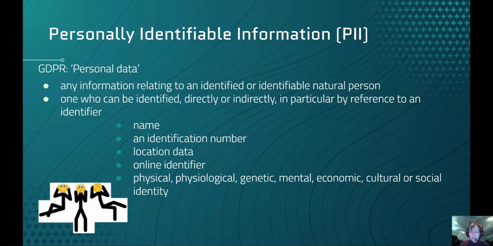A common current definition of personally identifiable information, or PII: personal data means any information relating to an identifiable natural person. An identifiable natural person is one who can be identified directly or indirectly by reference to an identifier, such as a name, identification number, location data, online name, or to one or more factors specific to the physical, physiological, genetic, mental, economic, cultural, or social identity of that natural person. Personal data is the term used in the EU, whereas in the US it is referred to as personally identifiable information.